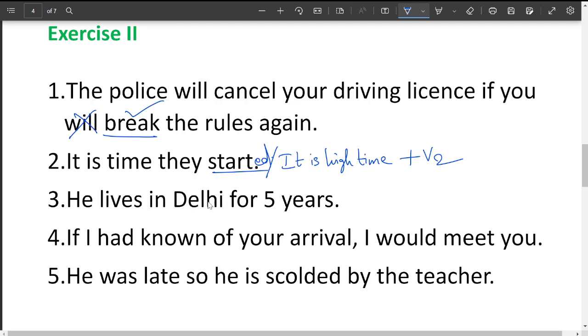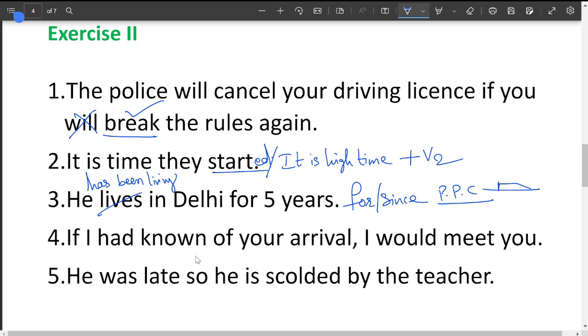Next, he lives in Dubai. He lives in Delhi for 5 years. Remember, these are the indicators. The indicators are for and since. These two indicators are used in the present perfect continuous tense. Lives cannot be used here. You must go with he has been living. Okay, so he has been living in Delhi for 5 years. That means it speaks about the beginning time of the action, continuation of the action. Okay, that must be used in the present perfect continuous tense.